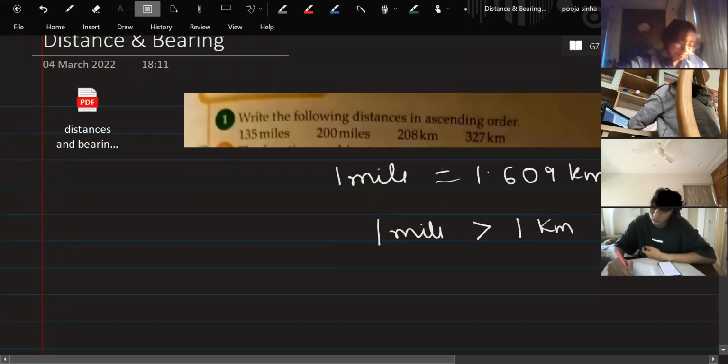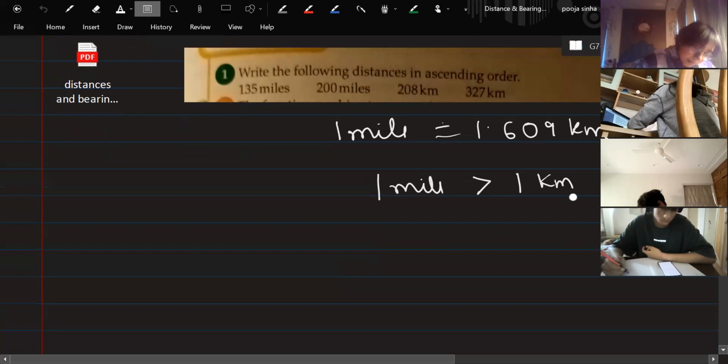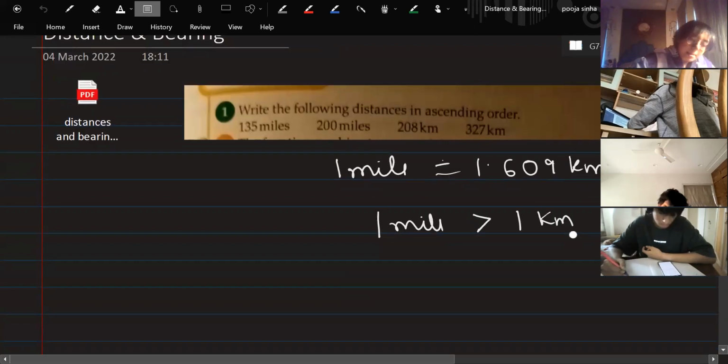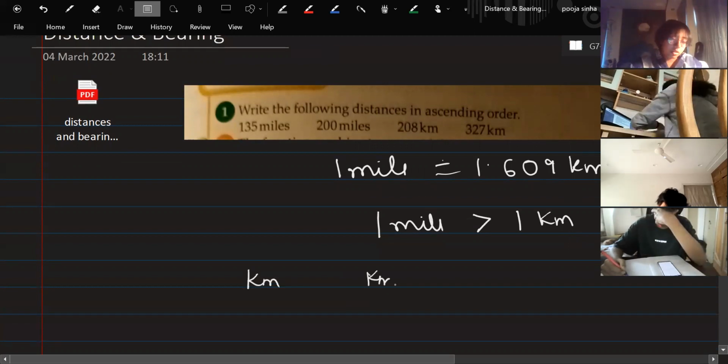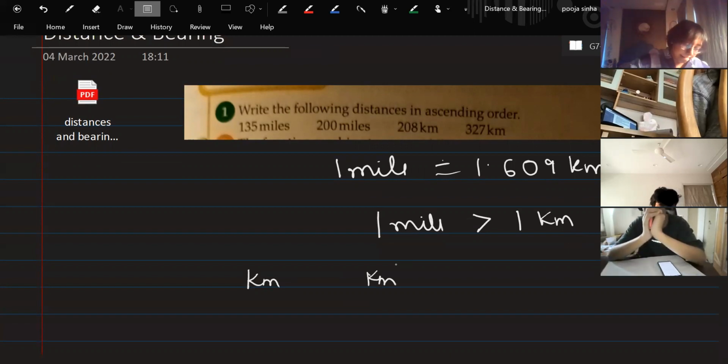Okay, so now I have 135 miles here. Then I have 200 miles. Then it is 208 kilometers and 327 kilometers. So which is the smallest? Which is smaller? Kilometer. So first I'm just putting it in the order kilometer. Can you first convert and tell me, because I need to put it in the ascending order. I need to have all in the same units.